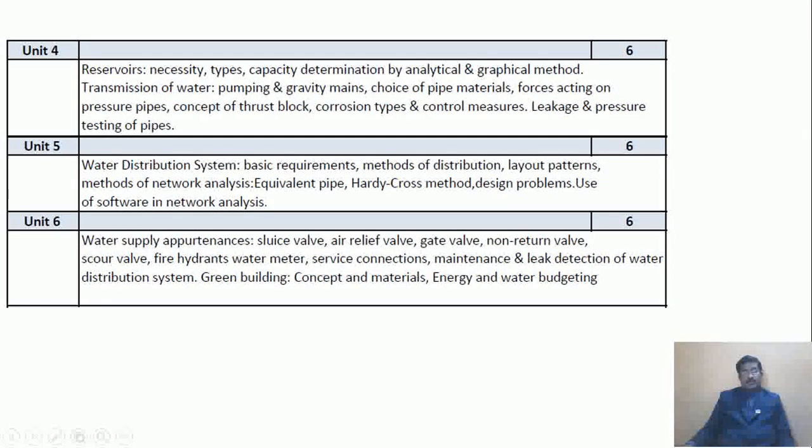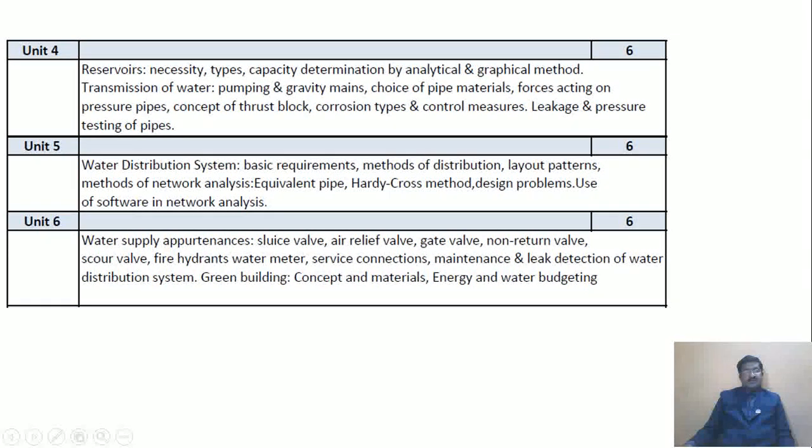Unit 4 also comprises 6 lectures, which cover reservoirs, necessity, types, capacity determination by analytic and graphical method, transmission of water, pumping and gravity mains, choice of pipe materials, forces acting on the pressure pipes, concept of thrust block, corrosion types and control measures, leakage and pressure testing of pipes.